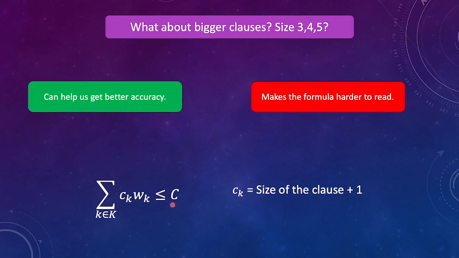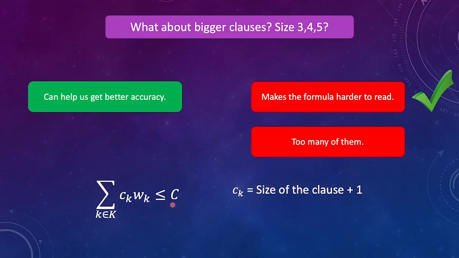Okay, so this issue is more or less taken care of. But there is one more issue, which is that there are too many of them. Let's say we have 100 features. How many possible clauses are there? Including all the size 2, size 3, size 4 and all sizes of clauses, we'll have 2 raised to 100 possible clauses. That's just too many of them.